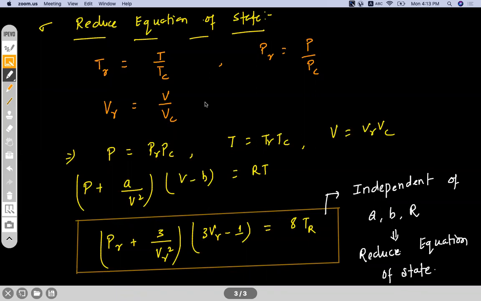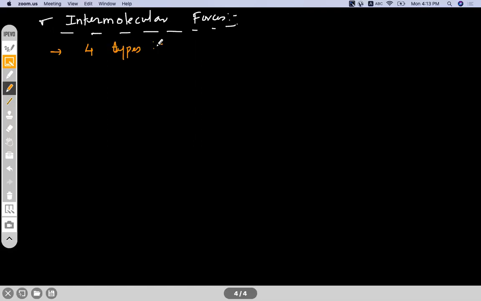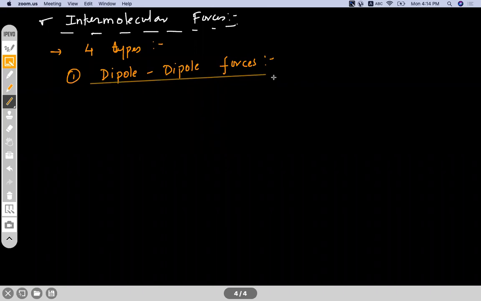Okay. Next, write down the various types of intermolecular forces. Heading, all of you write down: intermolecular forces. Intermolecular forces are mainly classified into four categories. Four types of intermolecular forces we have between neutral molecules. The first one is dipole-dipole forces.